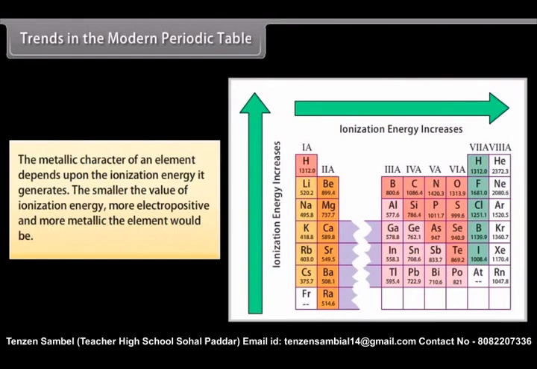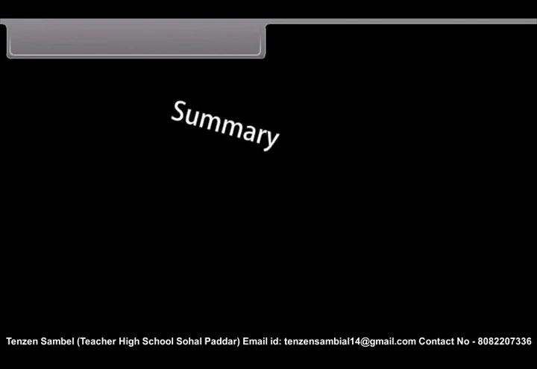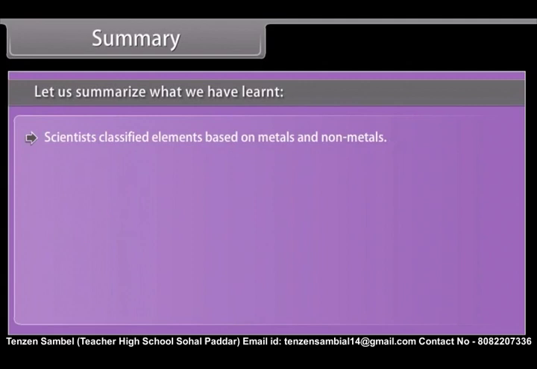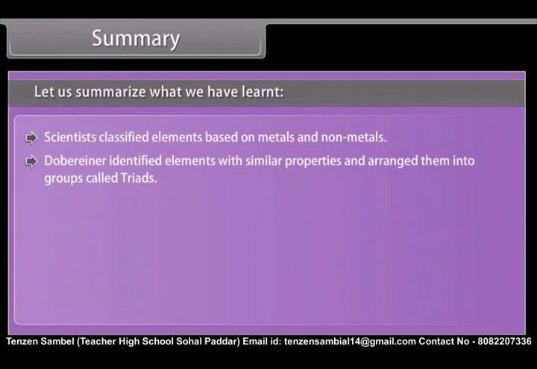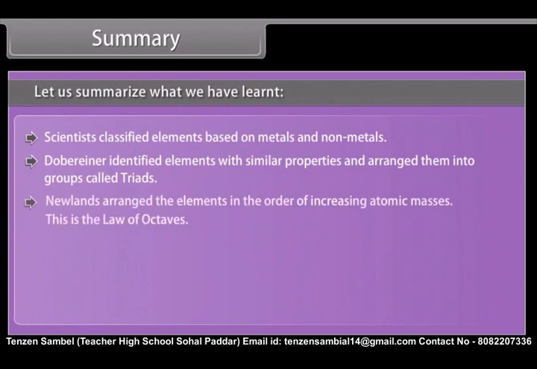Summary. Let us summarize what we have learned. Scientists classified elements based on metals and non-metals. Döbereiner identified elements with similar properties and arranged them into groups called triads. Newlands arranged the elements in the order of increasing atomic masses. This is the law of octaves.